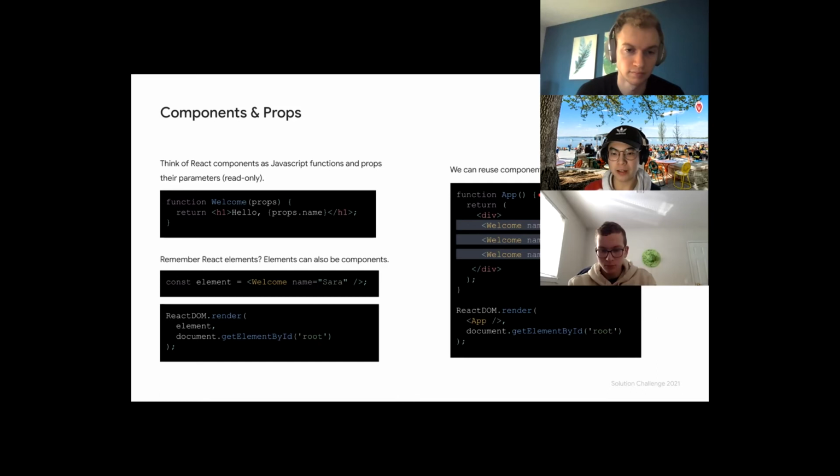You can also reuse components to avoid redundant code. So in this case, it will print out Hello Sarah and Hello Kahal and Hello.